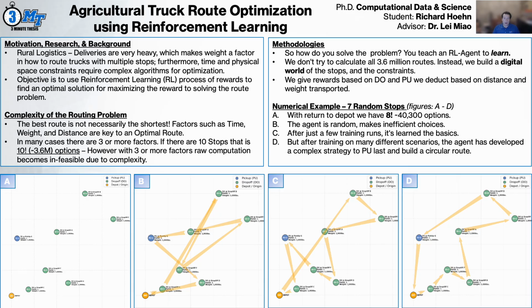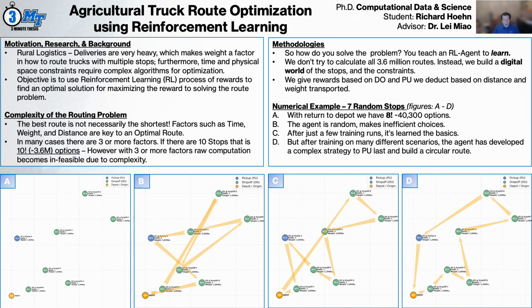As an example, I've got figures from A through D. A is essentially 7 random stops with drop-offs and pickups. When I take my agent without any real training in figure B and let it execute the route, you can see that it's somewhat random and highly inefficient. But just after a few training runs, or playing the game of finding an optimal solution, figure C starts to crystallize out that it gets better and better.